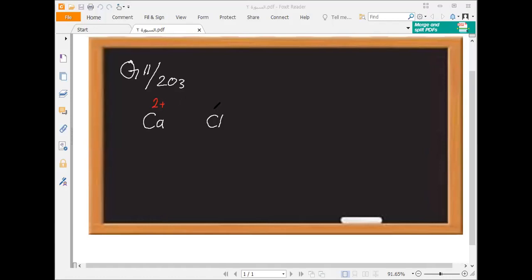Any element with valence electrons more than 3, I mean 4, 5, 6, 7, tends to gain electrons, so it can form 8 electrons, right?